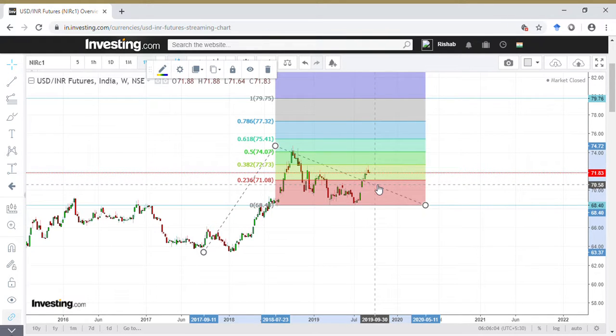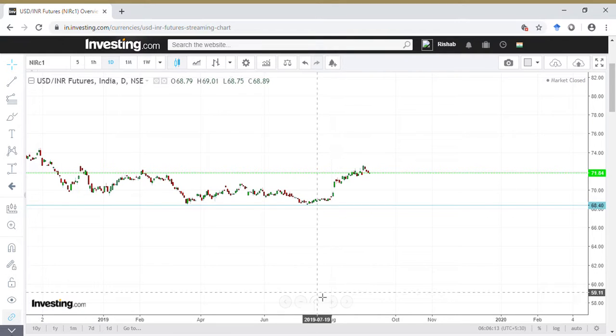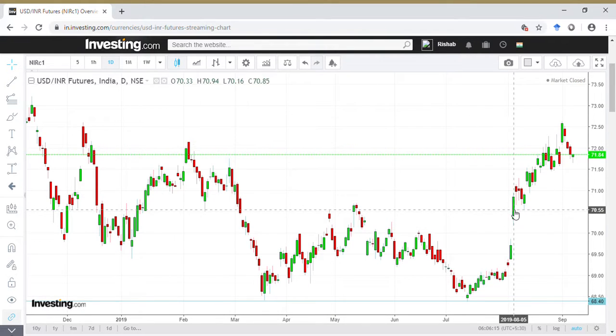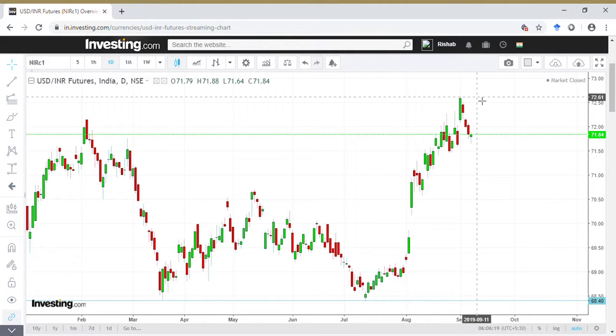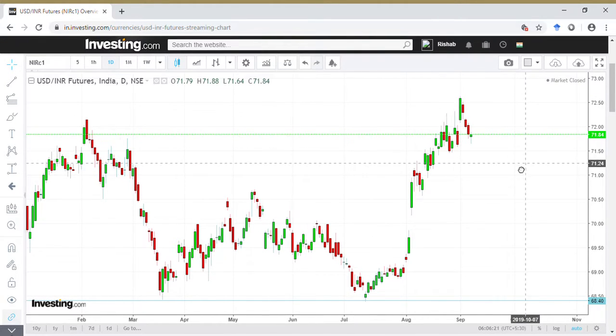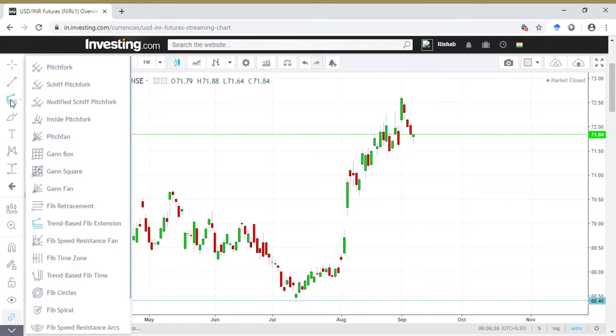Now we will see how to enter this trade. For this, we'll take the short term, so I'm going to take the daily time frame right now. From here, what I've seen is the price has gone from, say, 68 up to 72.6. Right now it has started to give a correction. So let's see how far the correction can go.